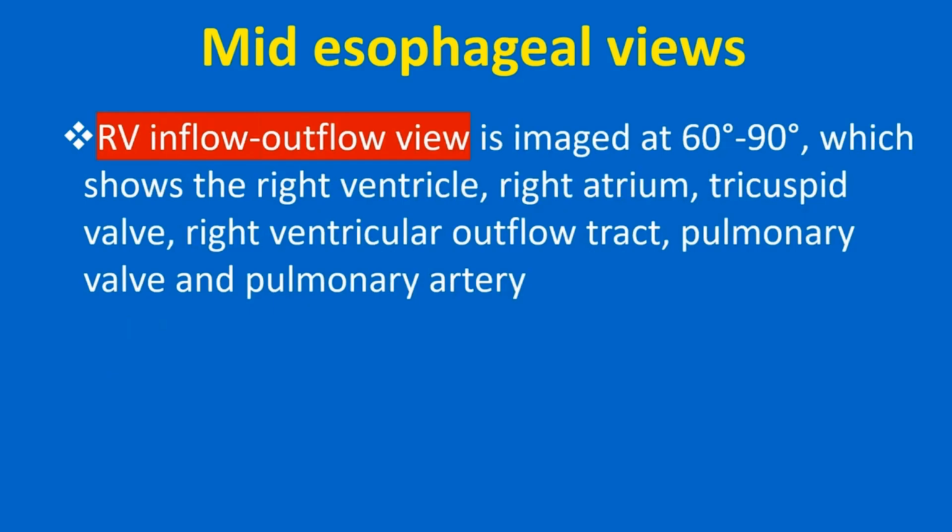RV inflow-outflow view is imaged at 60 to 90 degrees, which shows the right ventricle, right atrium, tricuspid valve, right ventricular outflow tract, pulmonary valve and pulmonary artery.